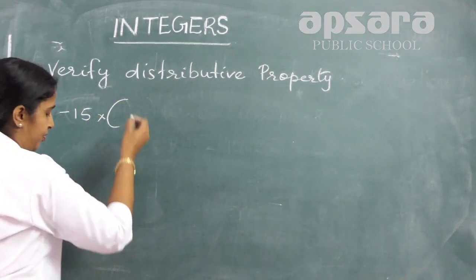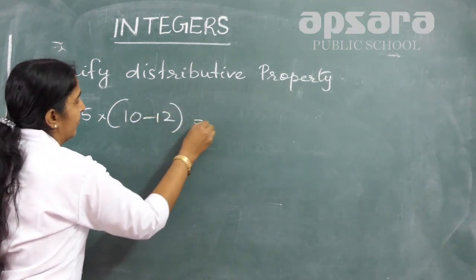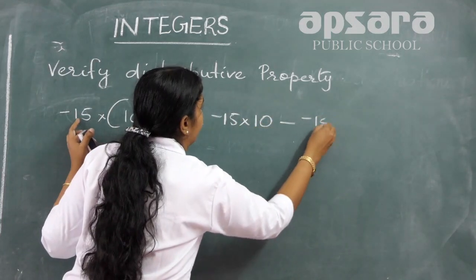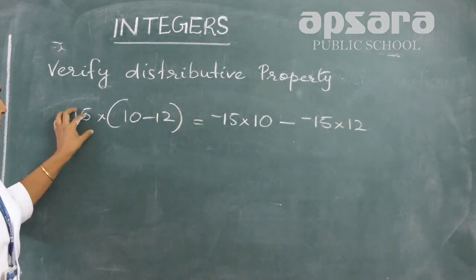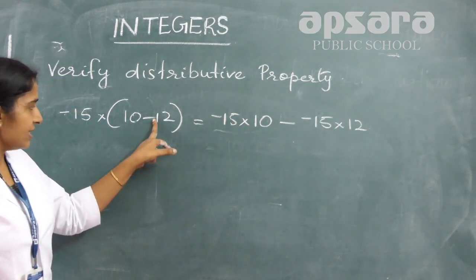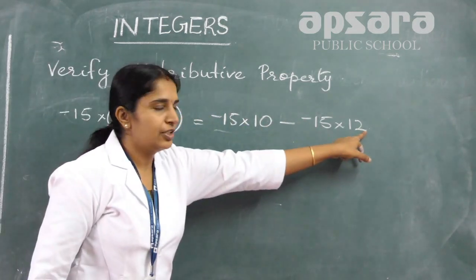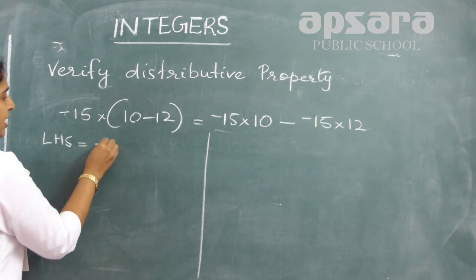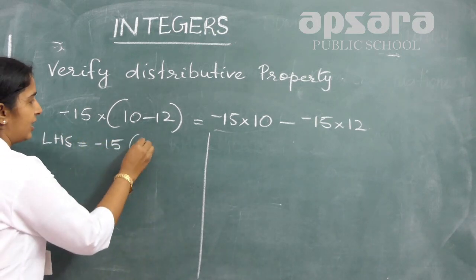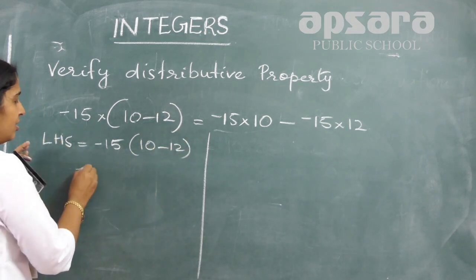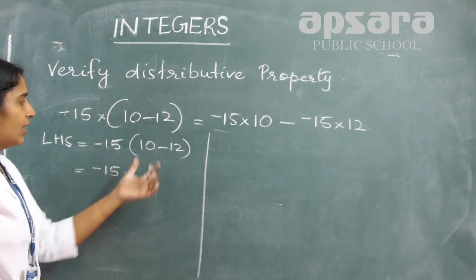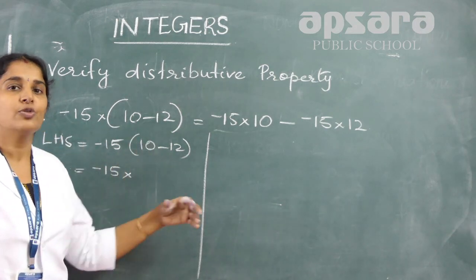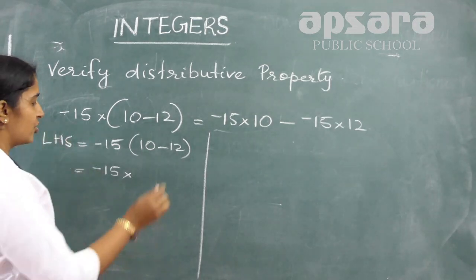Minus 15 into 10 minus 12. You have to verify that this is equal to minus 15 into 10 minus 15 into 12. Okay? Now take the LHS. Minus 15 into 10 minus 12, this is the LHS, equal to minus 15 into, what is 10 minus 12? Tell me. Directly if you say it is minus 2, but still by using additive inverse, you have studied that method, right? So what is that?